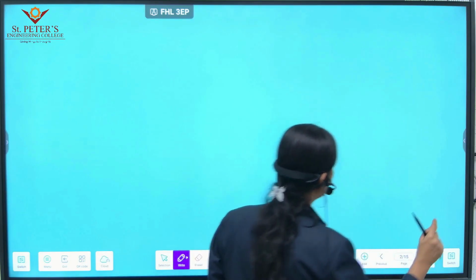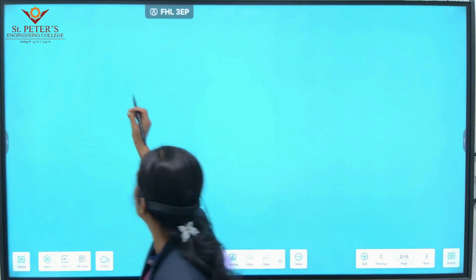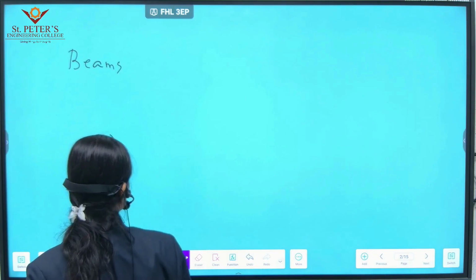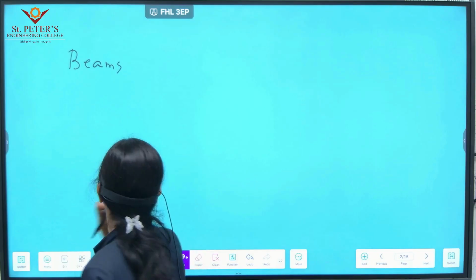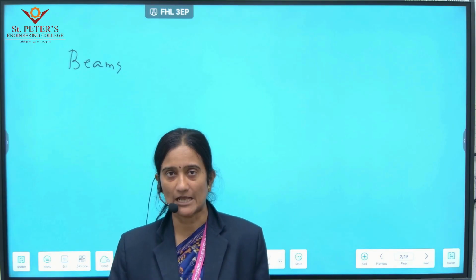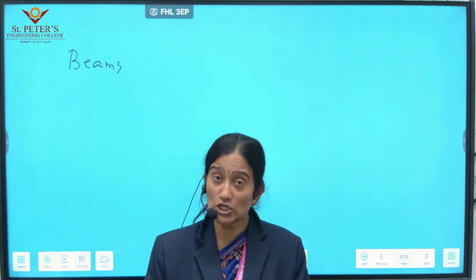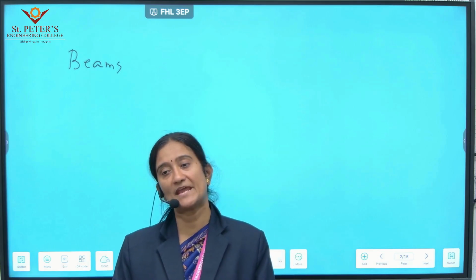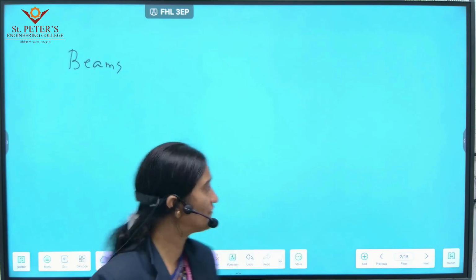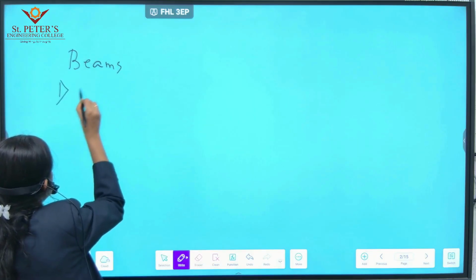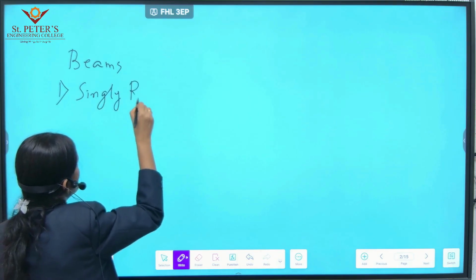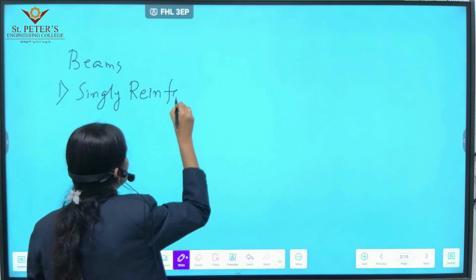Now let's go to beams. Structurally, there are different types of beam. First is singly reinforced beam, then doubly reinforced beam, cantilever beam, T-beams, and flanged beams. Today we will first discuss singly reinforced beams.